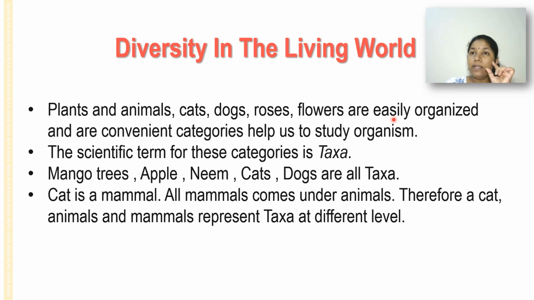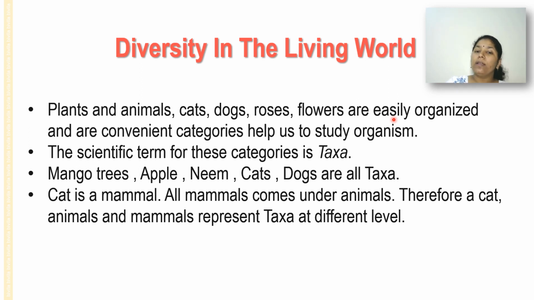And there is a term, the scientific term for this category, called taxa. What is meant by taxa? The scientific term for the categories is known as taxa. And here, each of the examples like mango tree, apple, neem, cat, dogs, all are taxa.